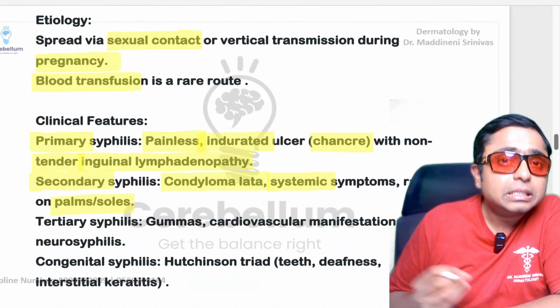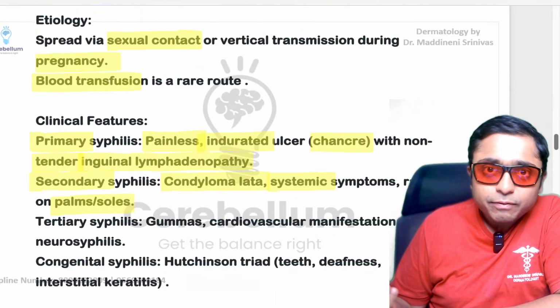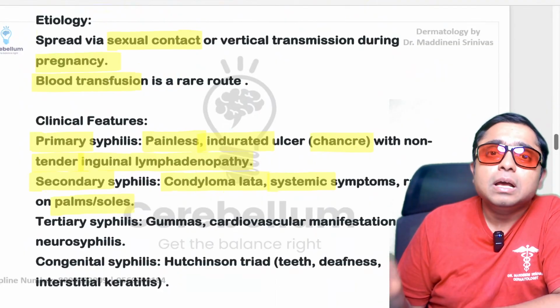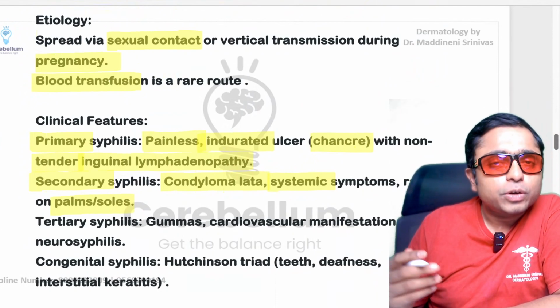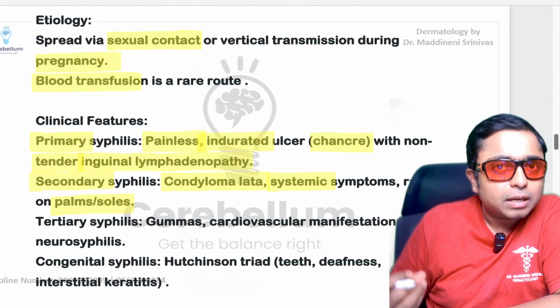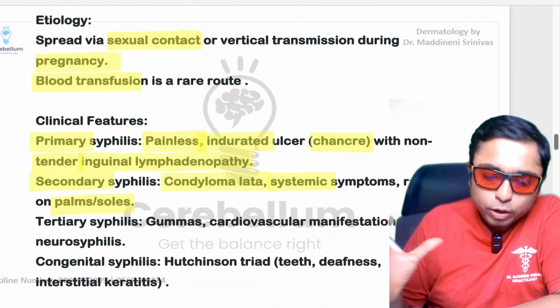And there is an important sign associated with this, called the Buschke-Ollendorff sign, or BO sign, where if you press these lesions with the blunt end of an awl pin, the patient is going to wince with pain. That is, we are eliciting deep dermal tenderness. Okay, very important, Buschke-Ollendorff sign.